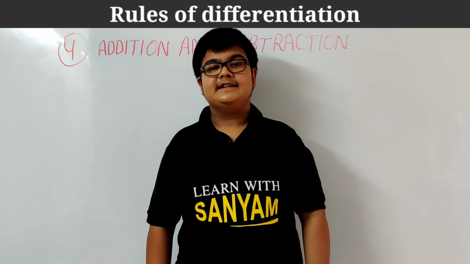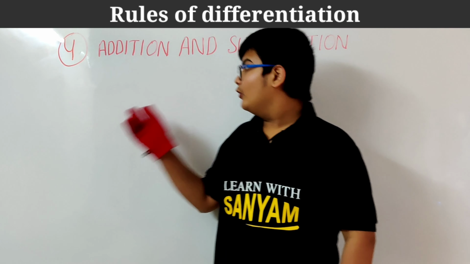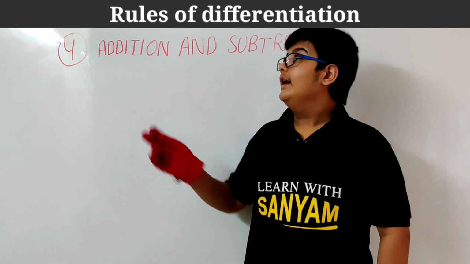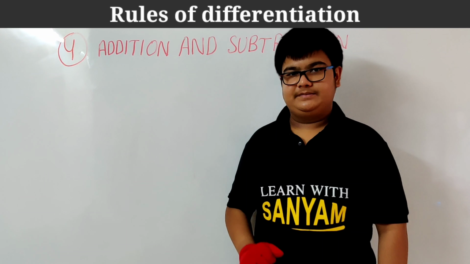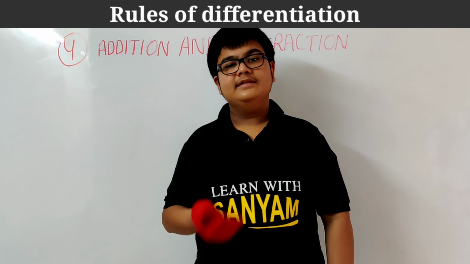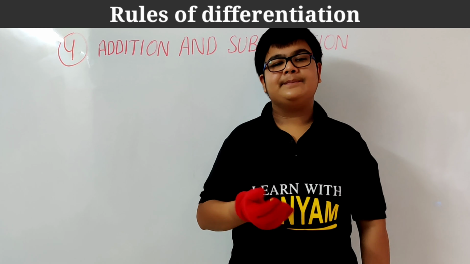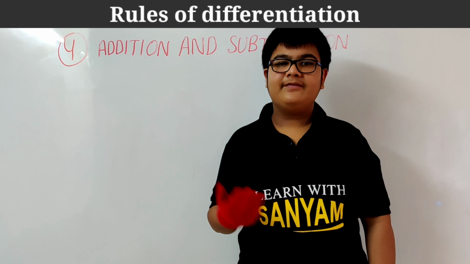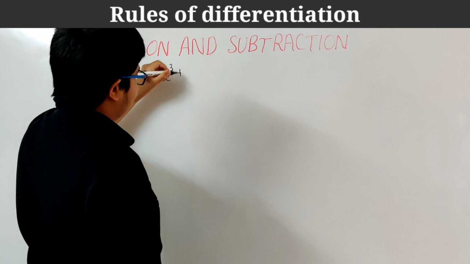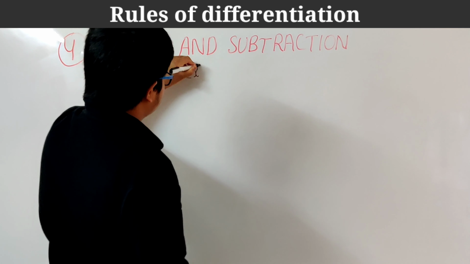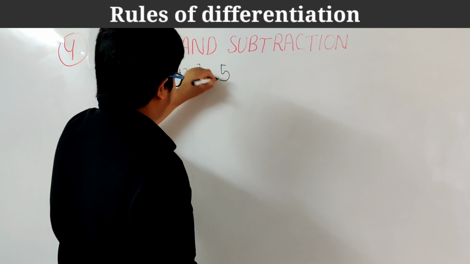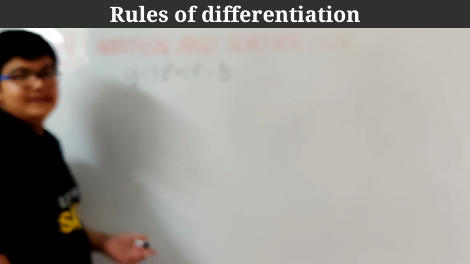Now let's discuss the fourth rule. The fourth rule is related to addition and subtraction. So what will we do when we are given addition and subtraction in the function? So if y is equal to 3x cube plus 2x square minus 5, now how will we solve this?